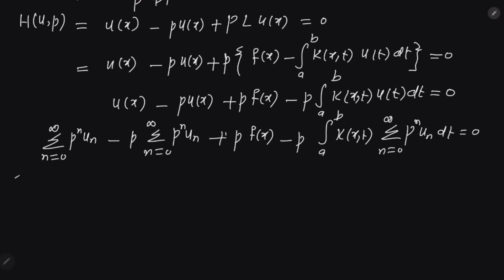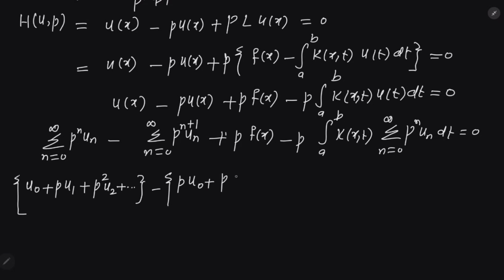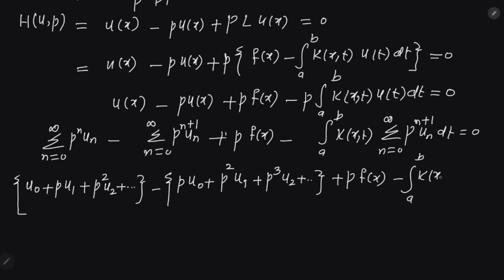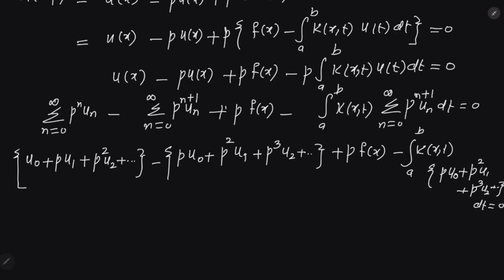So just expand it for the first few terms. You will see that we get u0 + p u1 + p^2 u2, then when I add these two parameters, I get p u0 + p^2 u1 + p^3 u2 and so on, plus p f(x) minus, I also add this p into that, p ∫ from a to b k(x,t) [p u0 + p^2 u1 + p^3 u2 and so on] dt = 0. That's what we have over here.